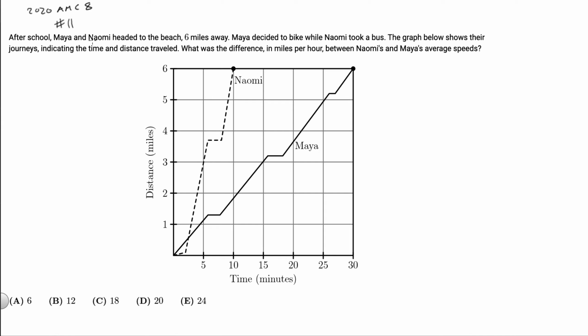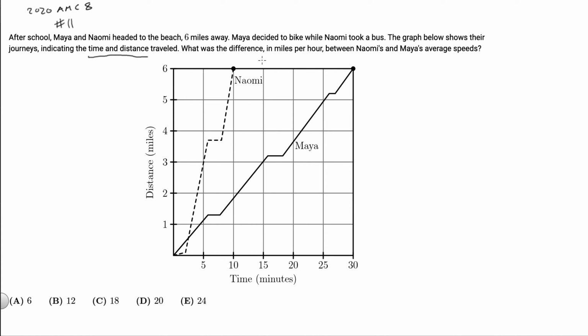After school, Maya and Naomi headed to the beach, 6 miles away. Maya decided to bike, while Naomi took a bus. The graph below shows their journeys, indicating the time and distance traveled. What was the difference in miles per hour between Naomi's and Maya's average speeds?